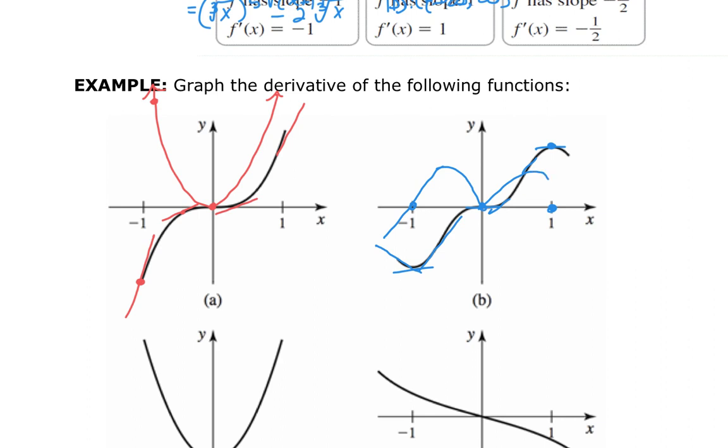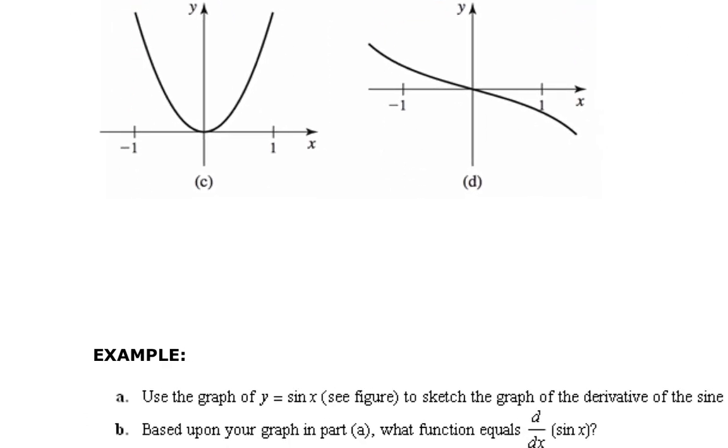So let me make this a little bit better. This is going to come and touch and bounce, and then it's going to come and go through and come back down like that. So that is what the graph of the derivative looks like. Man, I had a hard time spitting that out.